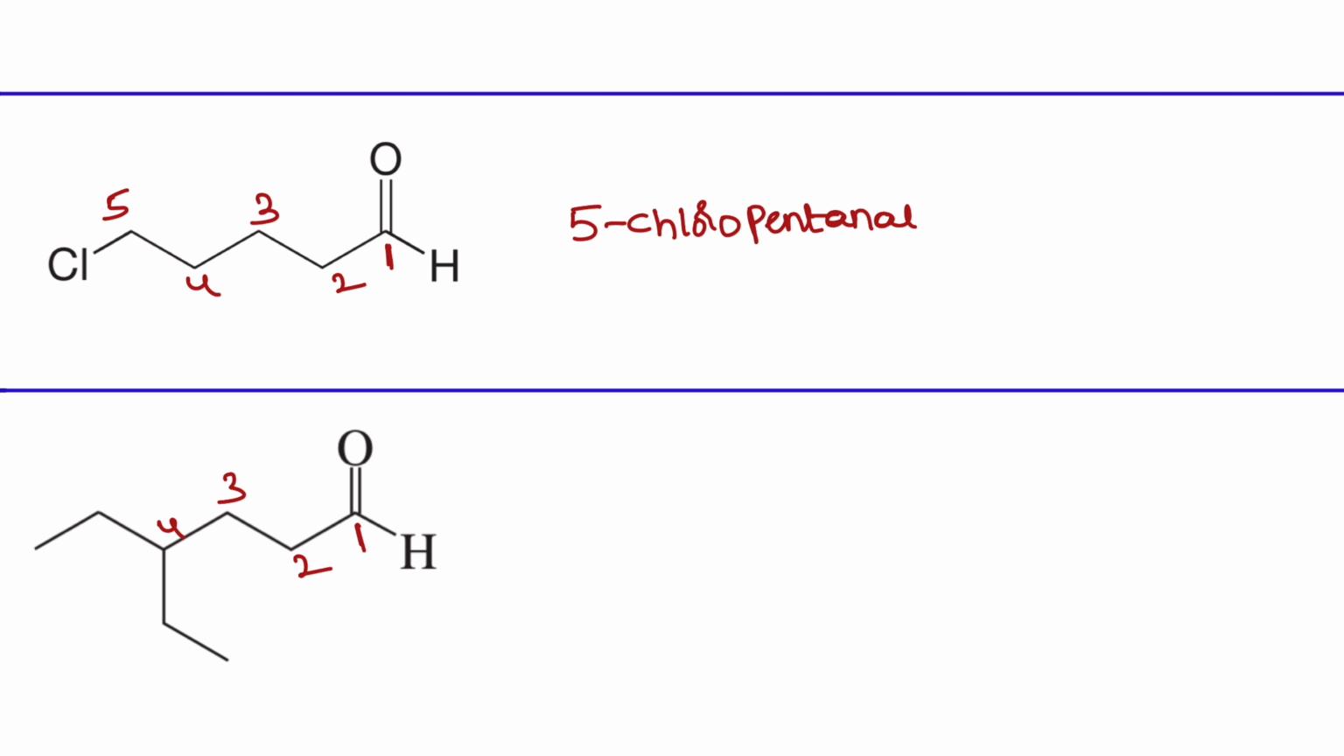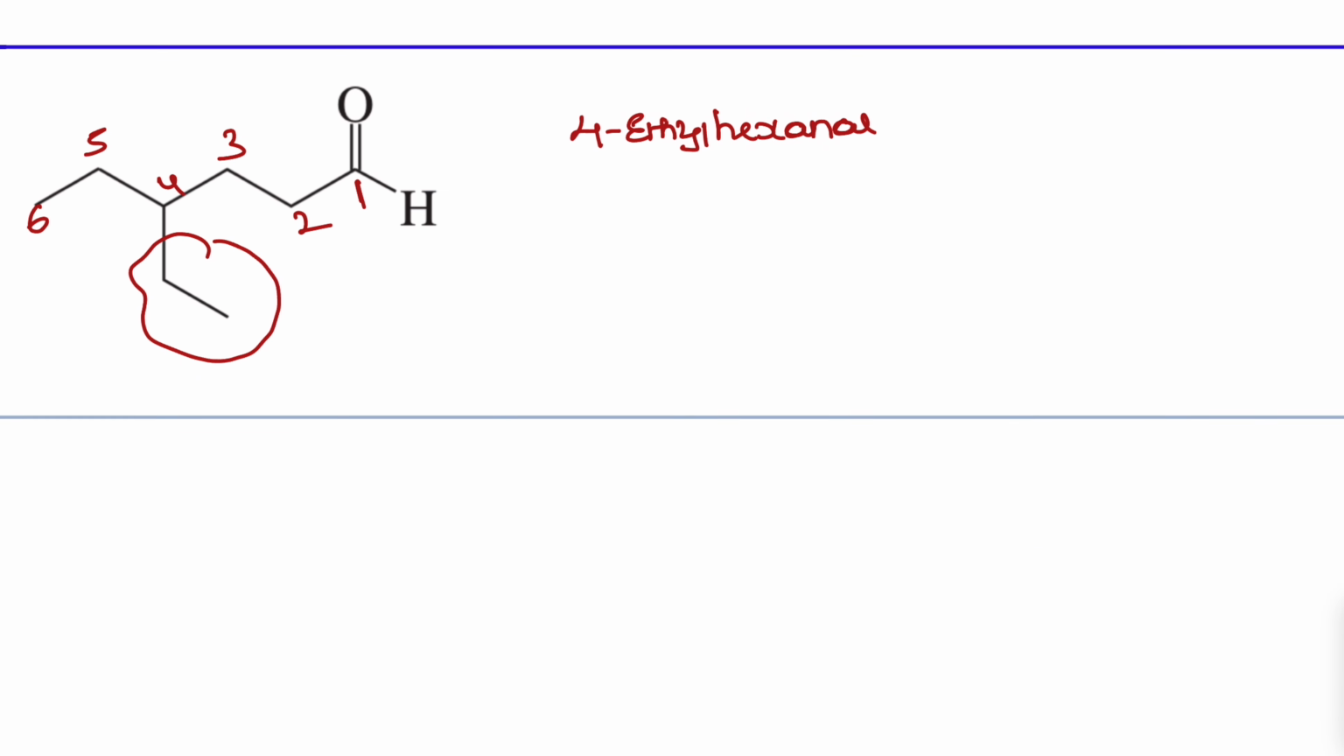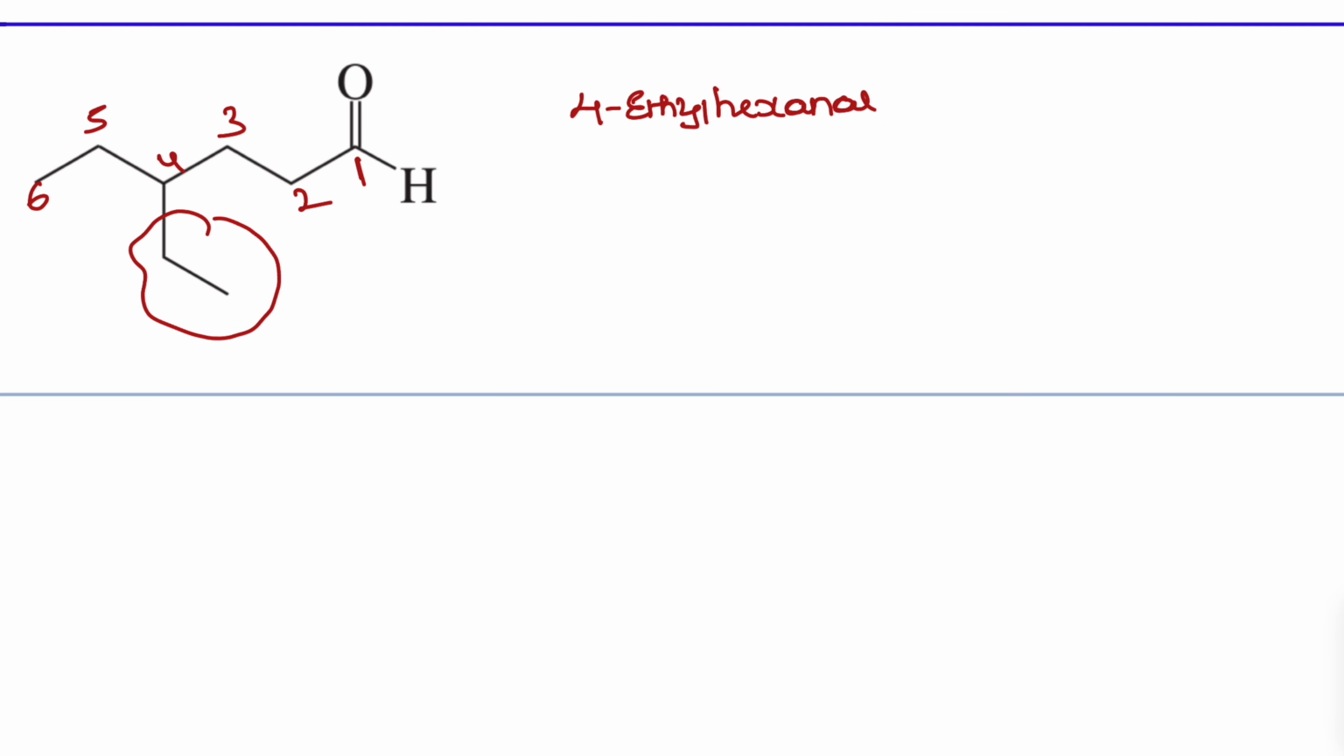In any direction you can move because the length of the carbon chain will be the same. So at fourth place you have an ethyl group. So this is 4-ethyl hexanal. So these are examples of aldehydes and ketones.